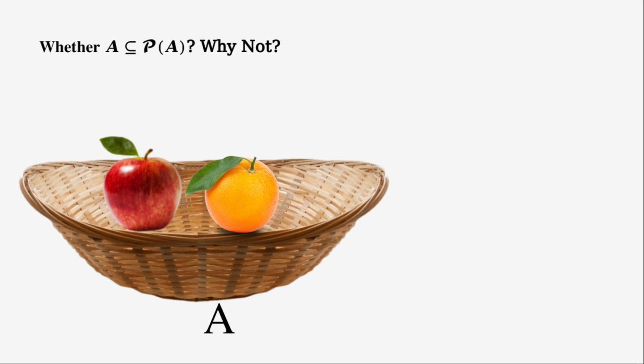Let's take a very easy example. I have a basket of one apple and one orange. We consider this to be the set A. We call this set A, which contains one apple and one orange. That's how we think of A.